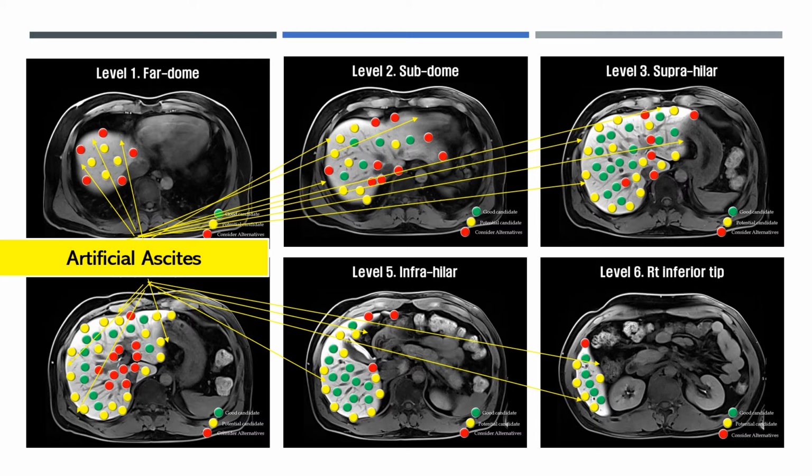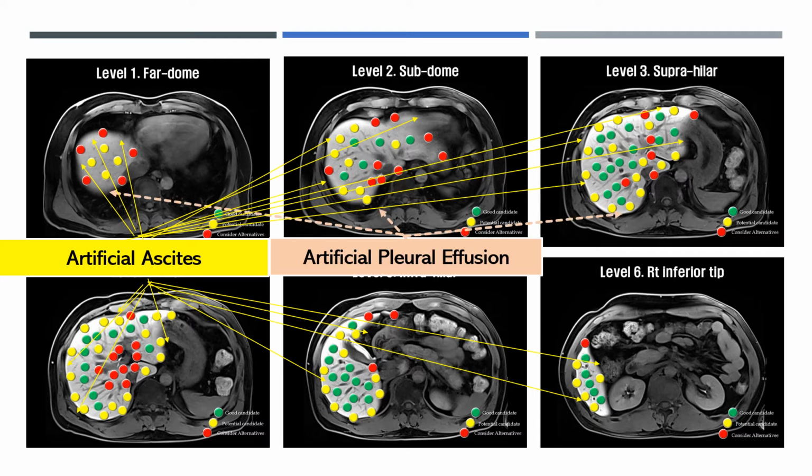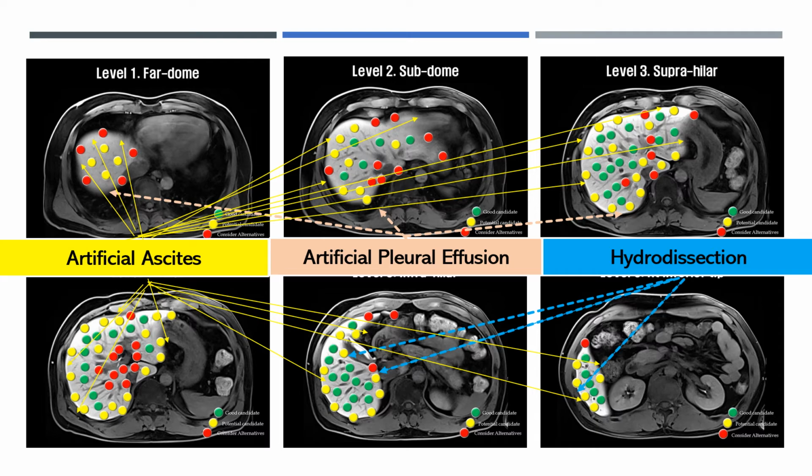In most subcapsular tumors, even conspicuous tumors, I use artificial ascites at least to minimize peritoneal thermal injury. I use artificial pleural effusion only for the tumor located in the segment 7 bare area. I use hydrodissection for the peri-gallbladder or paraduodenal tumor or post-op adhesion site.